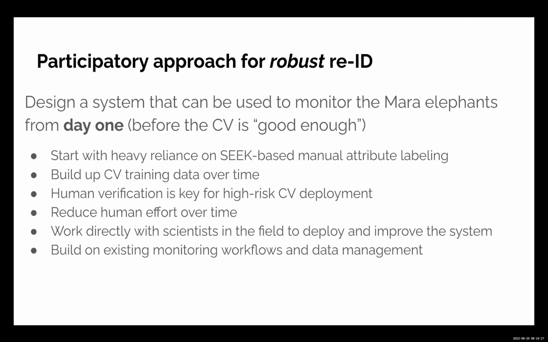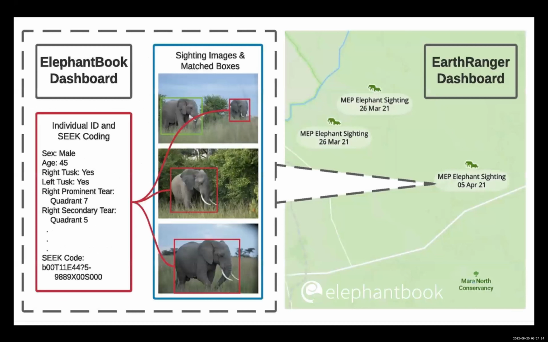And we wanted to also build on their existing monitoring systems, their existing workflows, and their existing data management. So what we did is we worked with that Earth Ranger dashboard, where they were already collecting group sightings of elephants. And we built an API to API communication so that the information could be ingested from Earth Ranger to our system, which we called Elephant Book, and then ingested back into Earth Ranger, so that you can actually now in Earth Ranger track individuals based on collars, but also based on visual re-identification.